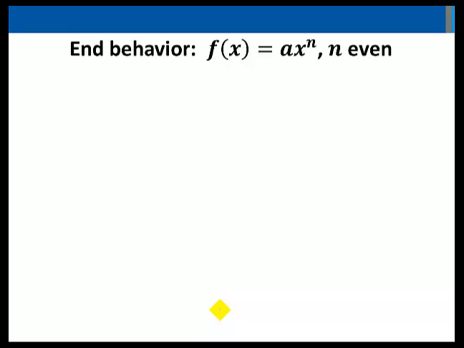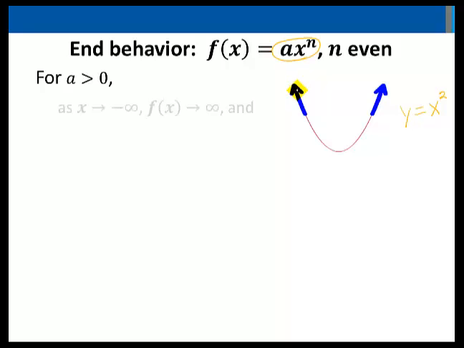The end behavior. For the end behavior of a function f(x), we will look at the leading term a_n x^n. We will start by looking at a greater than 0 and n even. Here the end behavior will resemble that of y = x squared. For the end behavior, we look at what's happening with the ends of the graph as the graph goes out to positive or negative infinity. Here, as x approaches negative infinity, f(x) approaches positive infinity, and as x approaches positive infinity, f(x) approaches positive infinity.